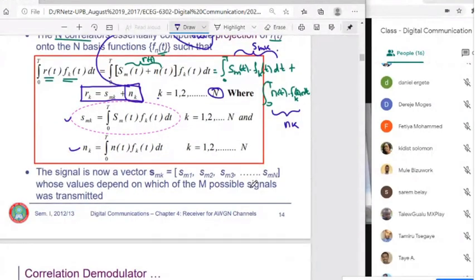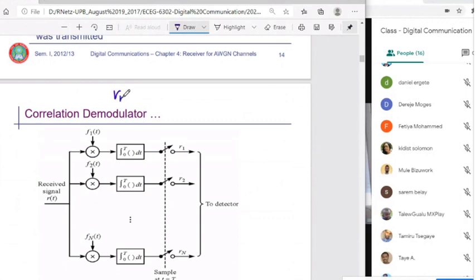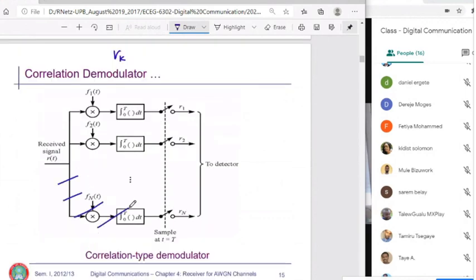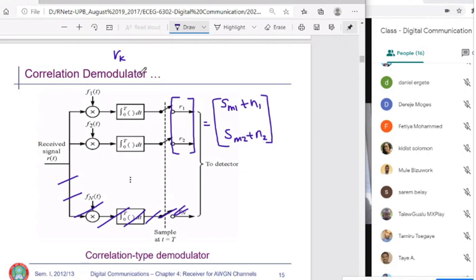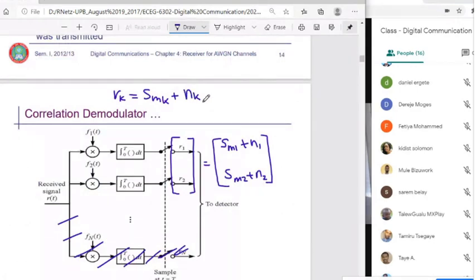Now, what else do we observe? Now we have r_k, which is the output at the k-th branch. For our purpose, it is two dimensional, as in PSK or QAM. At the two branches, we have s_m1 plus the noise n_1 and s_m2 plus the noise n_2. So r_k is s_mk plus n_k, right? So what do we observe?